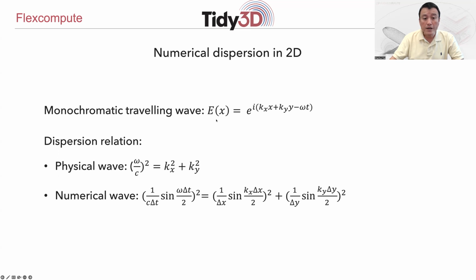So in 2 dimensions, again, for the physical system, you have a plane wave solution with a dispersion relation that's indicated here. For the numerically discretized system, again, you have a plane wave solution, but now you have a dispersion relation as indicated by this equation.